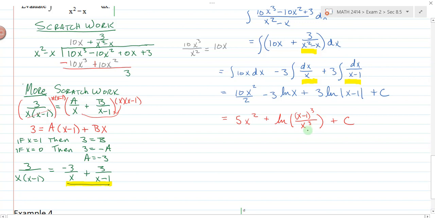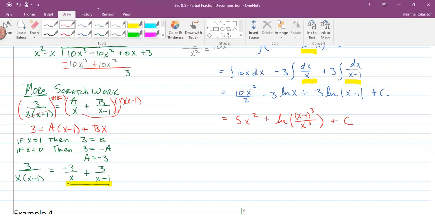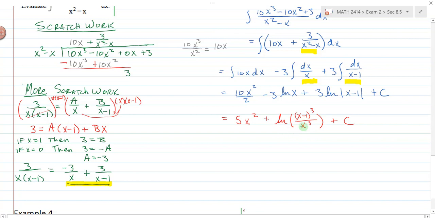Then I use the product rule here. That 3 became the power on the x minus 1. Are we okay with that? So let me just do some scratch work on the steps on how I got to this point. To go from this to this, I'm going to show the work.